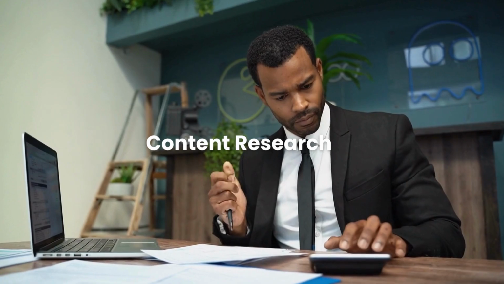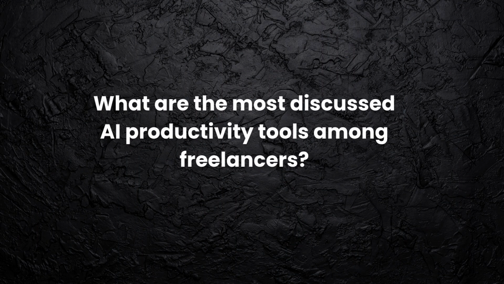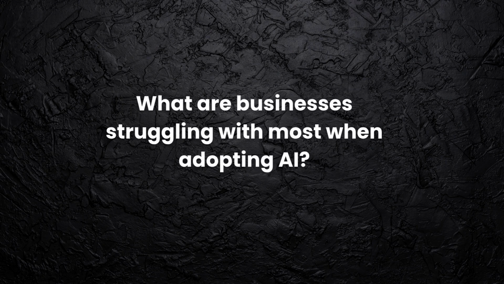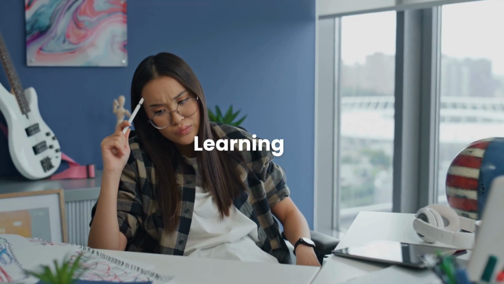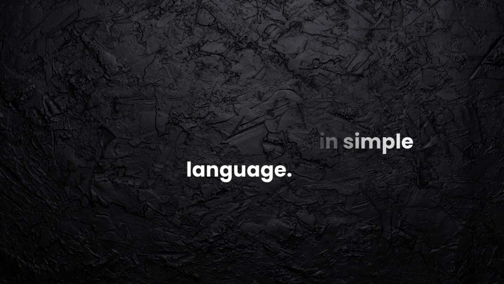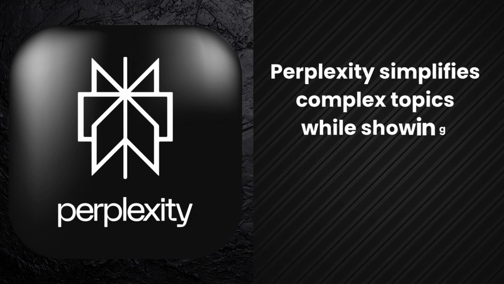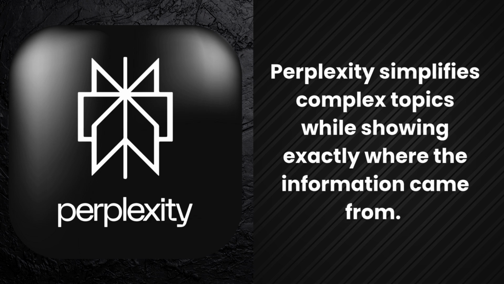The fourth use case is content research. This is one of my favorite workflows. I can ask, what are the most discussed AI productivity tools among freelancers? Or, what are businesses struggling with most when adopting AI? Instead of guessing what people care about, I get real trends backed by sources. This is one of the fastest ways to generate content ideas. The fifth use case is learning. You can ask, explain how YouTube recommendations work in simple language. Or, explain synthetic data like I am a beginner. Perplexity simplifies complex topics while showing exactly where the information came from. You can compress weeks of learning into a few hours.